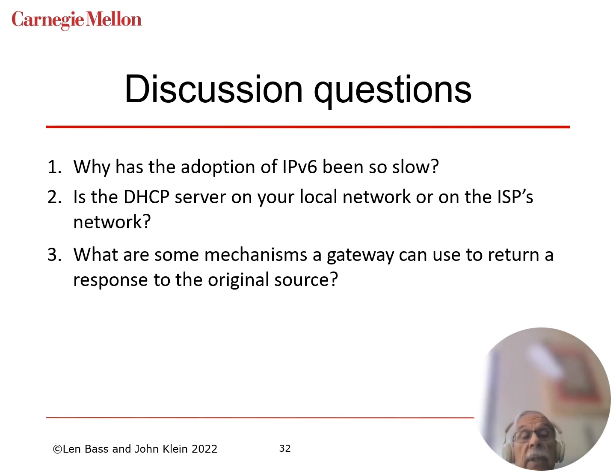Discussion questions, again for offline: why has the adoption of IPv6 been so slow? Is the DHCP server on your local network, or is it on the ISP's network? And remember, the gateway has to have a mechanism to send it back to the right sender. What are some mechanisms it might use?